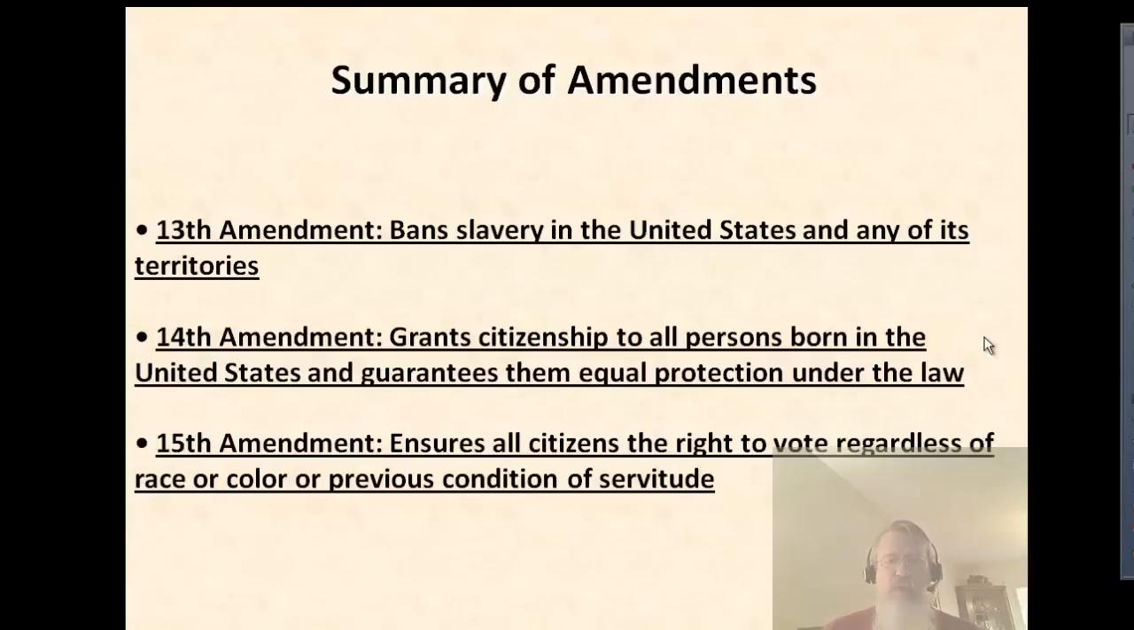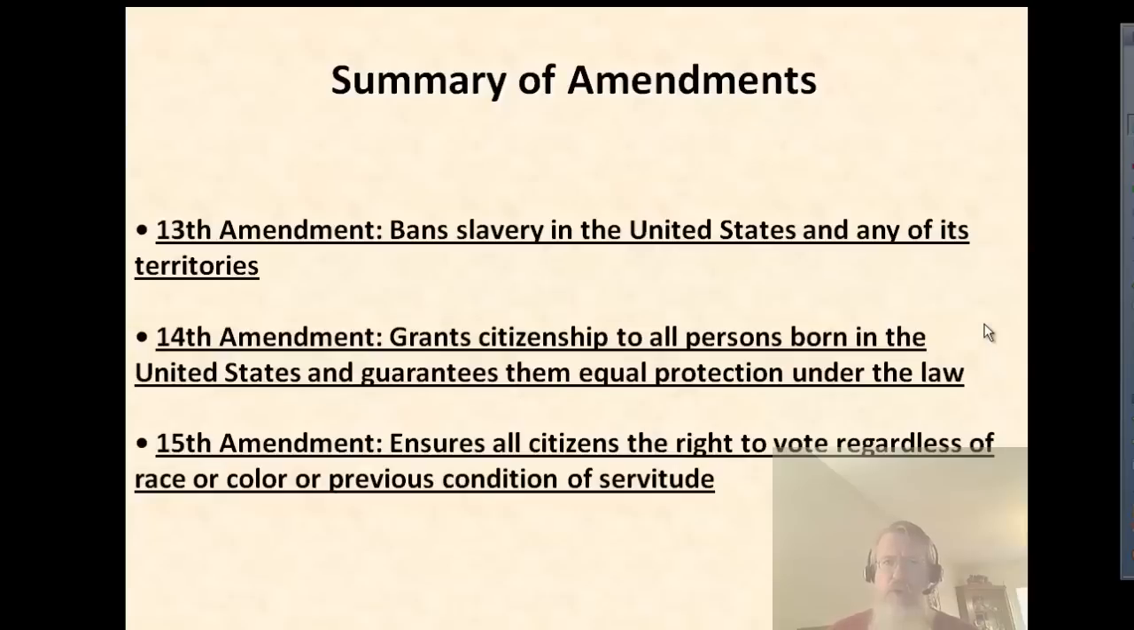And 15th Amendment ensures all citizens, male citizens at this time, the right to vote regardless of race or color, or again, remember what previous condition of servitude means, people that used to be held in slavery. So they're specifically aiming the 15th to help African American men who had been held as slaves vote.